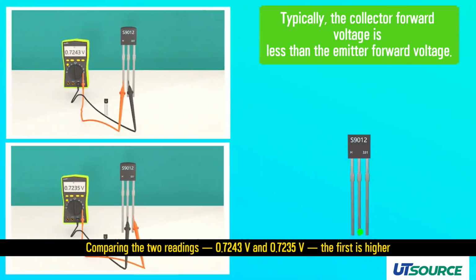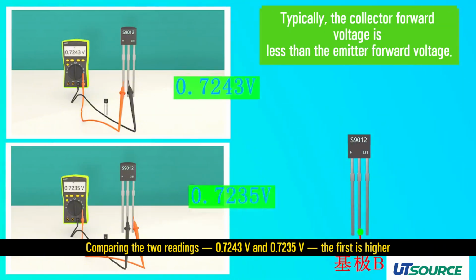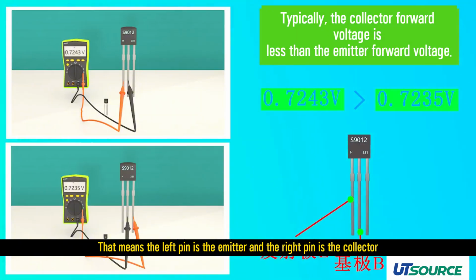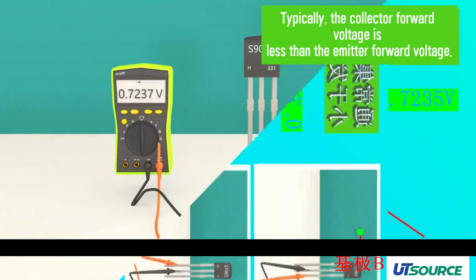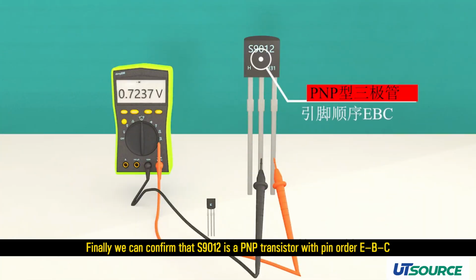Comparing the two readings, 0.7243 volt and 0.7235 volt, the first is higher. That means the left pin is the emitter and the right pin is the collector. Finally, we can confirm that S9012 is a PNP transistor with pin order EBC.